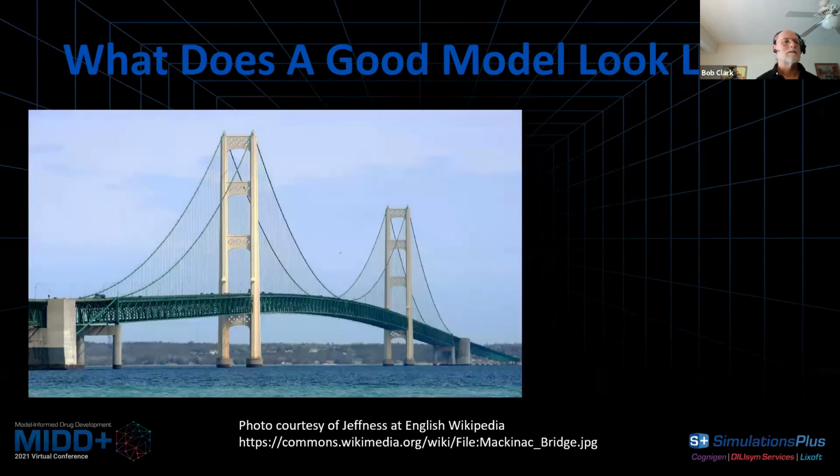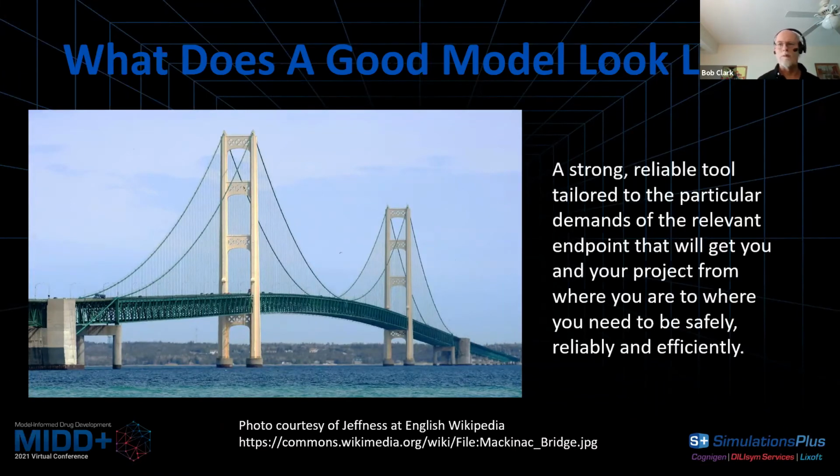Now, what does a good model look like? I like to think of our QSAR models as bridges. And when I think of bridges, this is the one that comes to my mind, the Mackinac Bridge, which links the upper and lower peninsulas of Michigan, which is where I grew up. Now, like good bridges, good models share common structural elements and are built using similar techniques, but each one is unique because each endpoint is unique. Each one is also a good, strong, reliable tool tailored to the particular demands of the relevant endpoint. It will get you and your project from where you are to where you need to be safely, reliably, and efficiently.